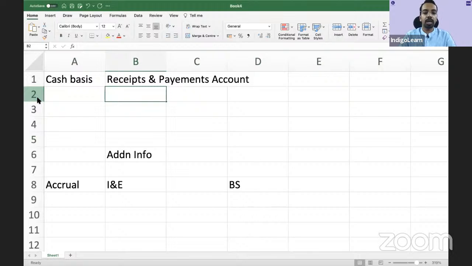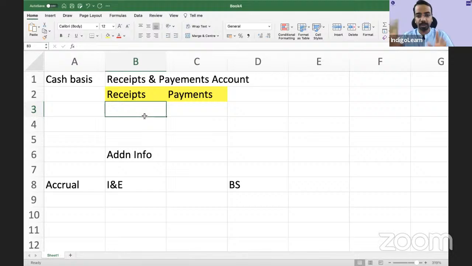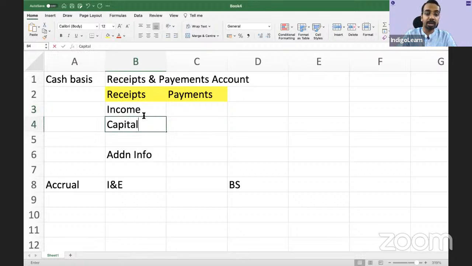Now, if I have to broadly classify the receipts and payments account, whatever is given, you will have receipts and you will have payments. Only these two things would be there in the receipts and payments account. Obviously, opening balance and closing balance, right? Opening cash balance will go to the opening balance sheet if you need to prepare it. Closing cash balance will go to the closing balance sheet if you need to prepare it. Now, receipts can be of two things. One, it could be a receipt related to income, or it may be a receipt related to a capital item.